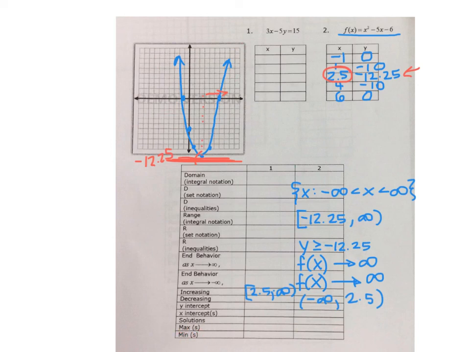Now we can talk about maximum and minimum. So maximum point is the highest point. Well, there is no maximum point here. Okay? This is just going to keep on going up, but we do have a minimum point here. And this is an absolute minimum. There is no point that's lower than that. So we call this point the minimum. So we are at (2.5, negative 12.25).